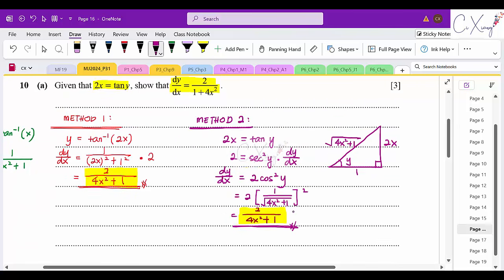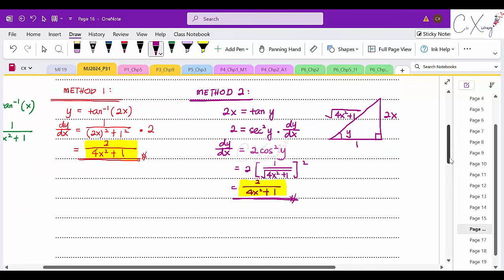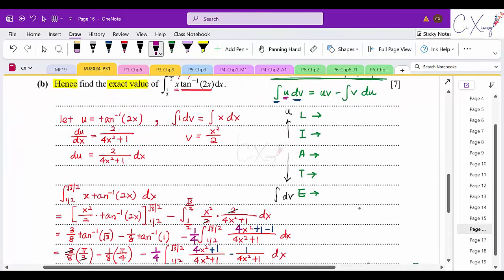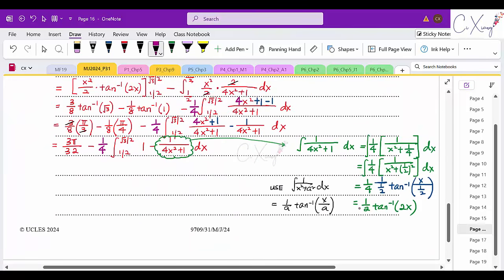Okay, so they are using the result from the previous part here, where you know that dy/dx is equal to 2 over 4x squared plus 1. So we are using this result now, yeah? Okay, so let's continue. I'll show you the other result here.